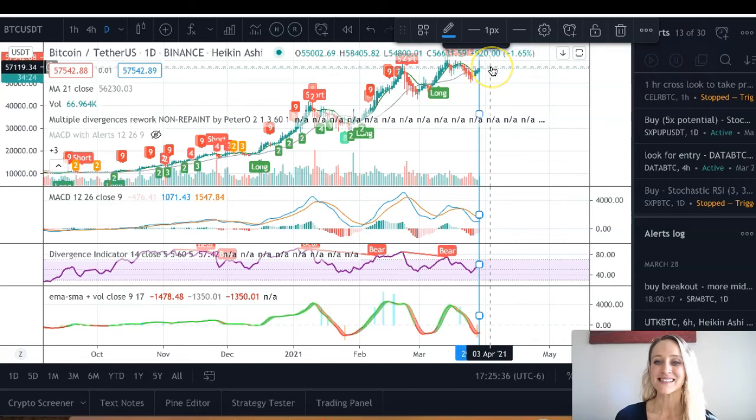The alt BTC, that's a comparison of your alt to Bitcoin, okay? So that's how you can utilize the Bitcoin chart, always having it up in front of you to help you on your trade.